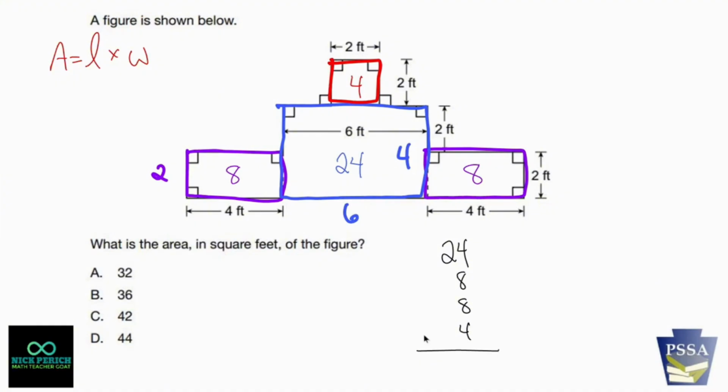Now, we could use a calculator, but I don't want to. I'm just going to do the old-fashioned way. 4 plus 8 is 12. 12 plus 8 is 20. 20 plus 4 is 24. Write out your 4, carry the 2. 2 plus 2 is 4. You get 44. Our unit is feet, and since this is area, it's going to be square feet, so the answer is D, 44 square feet.